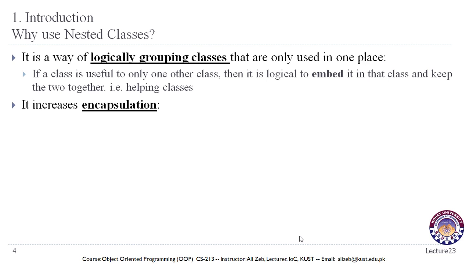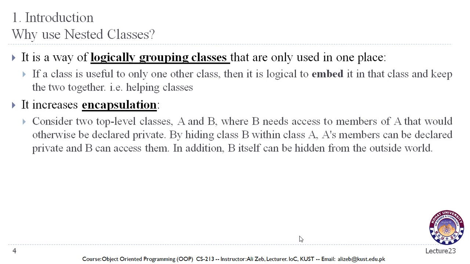It increases encapsulation. Encapsulation or data hiding is where we want to protect our data from outside access. Consider two top-level classes A and B, where B needs access to members of A that would otherwise be declared private. By hiding class B within class A, A's members can be declared private and B can access them. In addition, B itself can be hidden from the outside world.